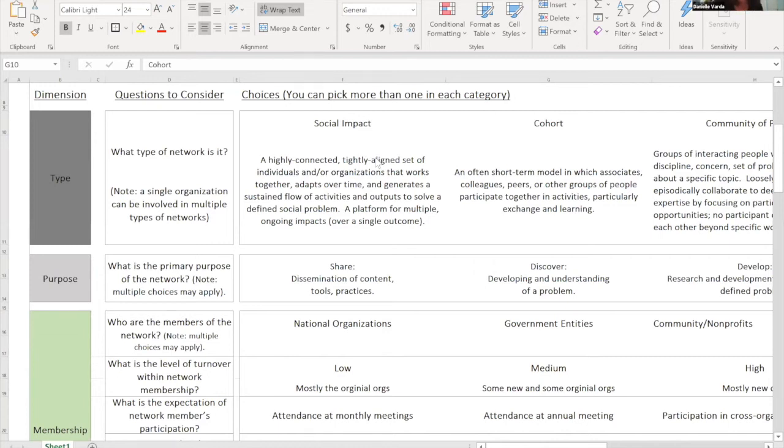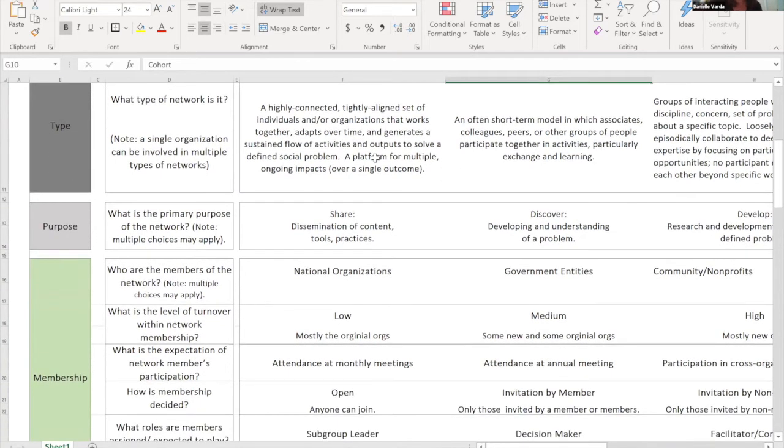Okay, so for type, questions here might be simply, what type of network are we? And I do want to note that all of these we've determined can have multiple responses, which makes it hard to tally at the end, but it is just the way that networks are. For purpose, the question that you might ask is, what is the primary purpose of the network? And I'm going to come back up and go through choices in a moment here.